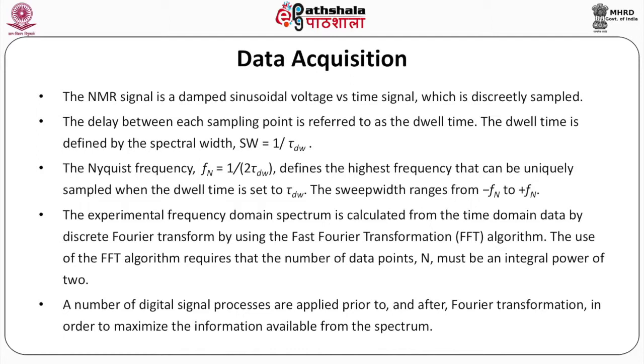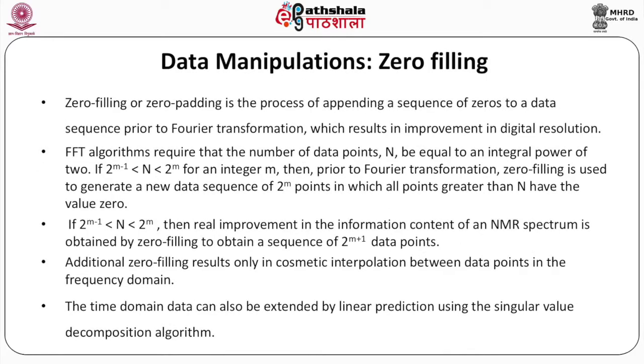The use of the FFT algorithm requires that the number of data points n must be an integral power of 2. A number of digital signal processes are applied to and after Fourier transformation in order to maximize the information available from the spectrum. Data manipulations: zero filling.